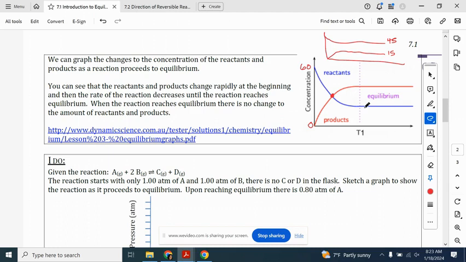So is your equilibrium the two lines, or is it the dot where they meet? This is where equilibrium is established, and everything from here over. So this whole section here is at equilibrium.